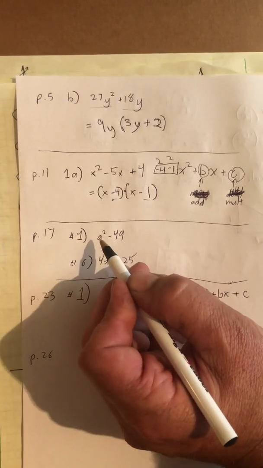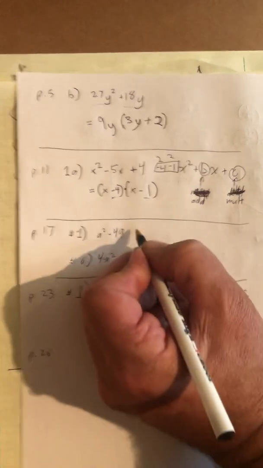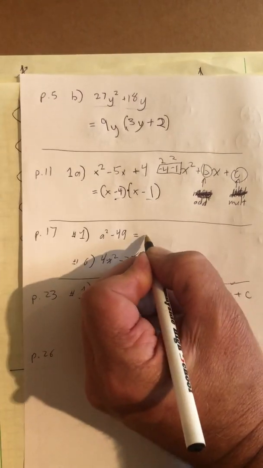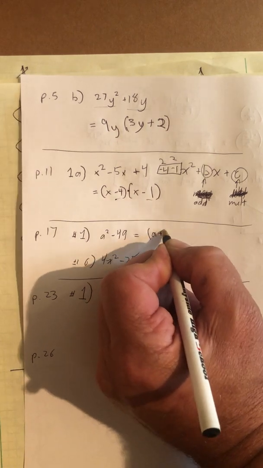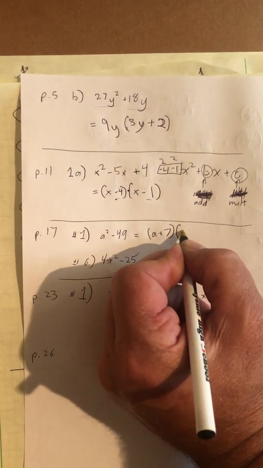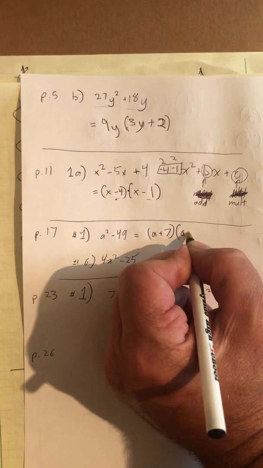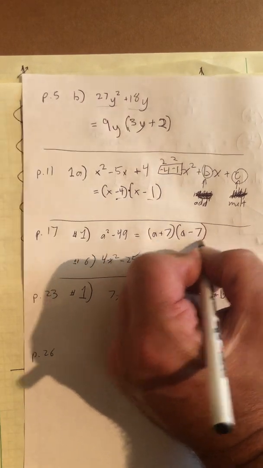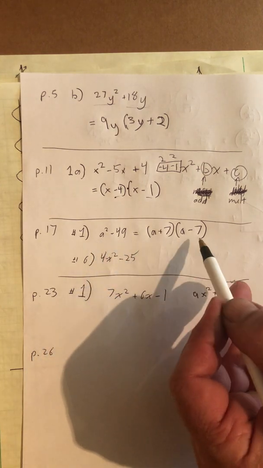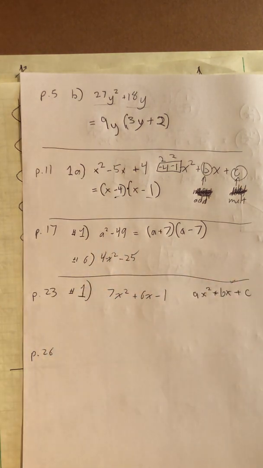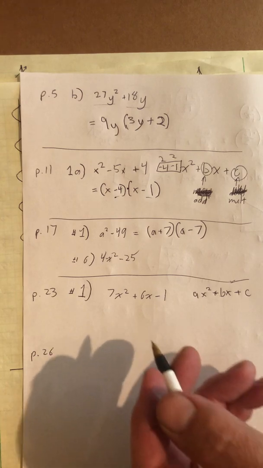Okay, going on now to number 17, part number 1. This is a difference of squares, something squared minus something squared. In this case, it's a squared minus 7 squared. If something is a difference of squares, it'll factor to the two things that are squared added and subtracted. There it is right there. That factors to that. And there'll be some Khan Academy videos to go over with that too.